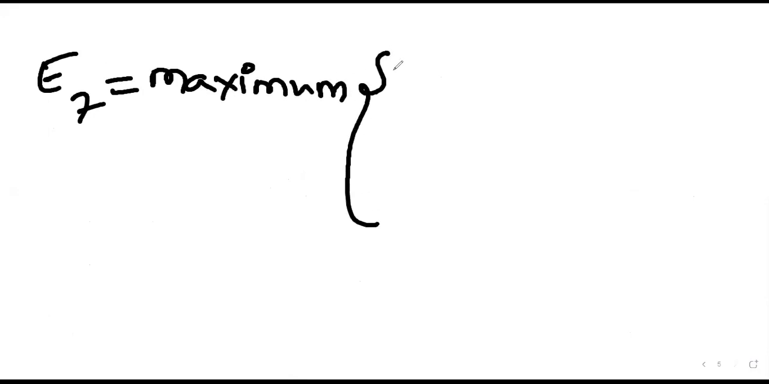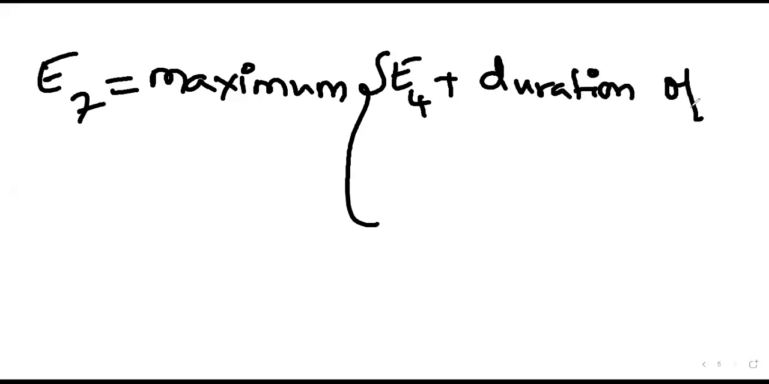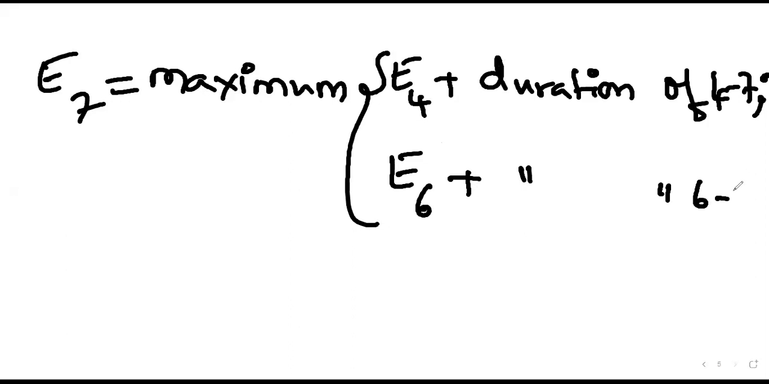Which two equations will be used for calculating E7? E4 plus duration of 4 to 7. Correct, that's right. That is one equation. Another is E6 plus duration of 6 to 7. And I will tell why maximum is considered here.